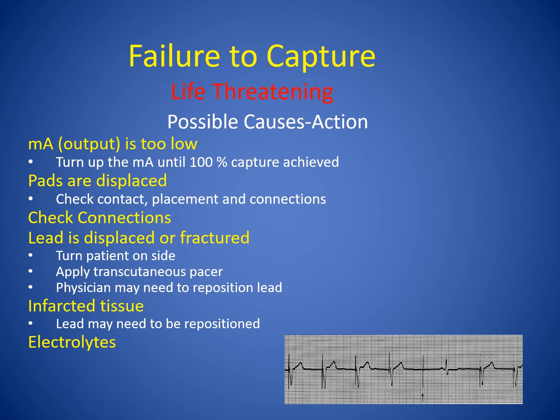So failure to capture can be life-threatening. Let's look at the possible causes, what you would do about it, and your action. The pacer spike is just saying that there is a delivery, but you have to give energy, or milliamps output, so therefore it is too low. You would need to turn up the milliamps until you again have 100% captured beats, or you've achieved that.